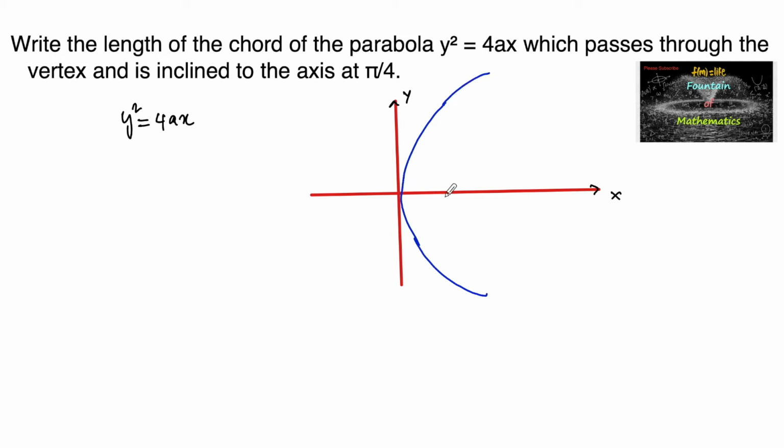So here is a parabola and the focus is (a, 0). The distance from the vertex to the focus is a units. Now we need to find the length of the chord which passes through the vertex. So there is a chord passing through the vertex, which meets the parabola at a point, say P, and it makes an inclination to the axis. The X-axis is the axis, so it makes an inclination of pi by 4.